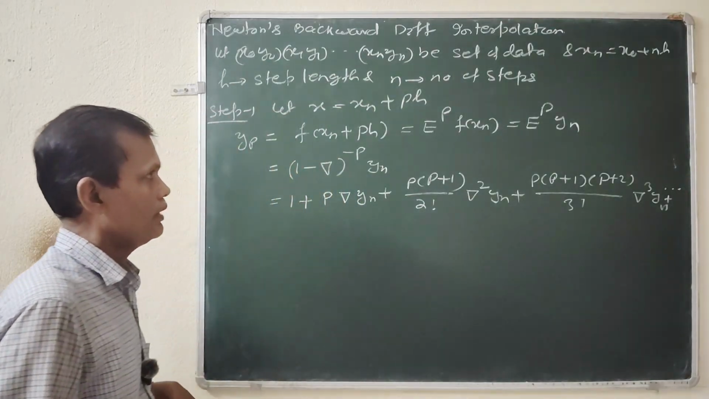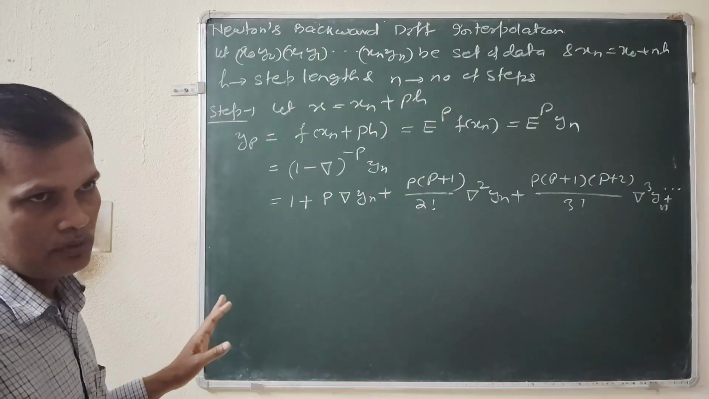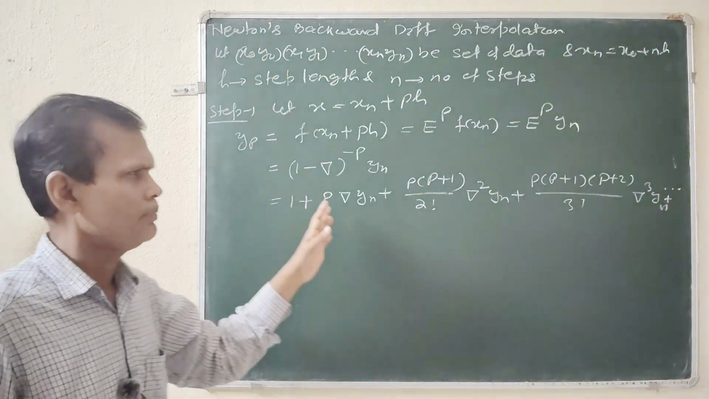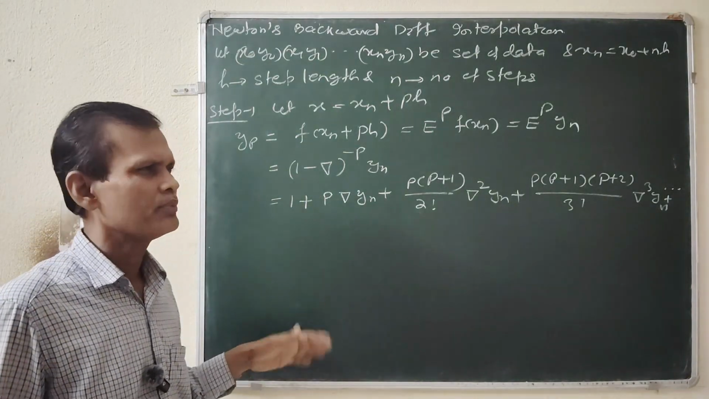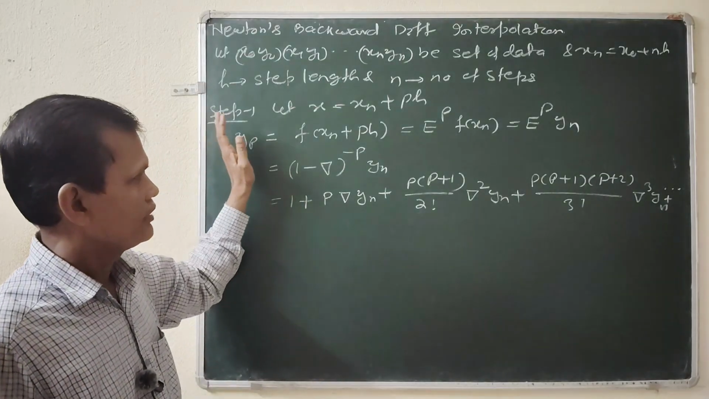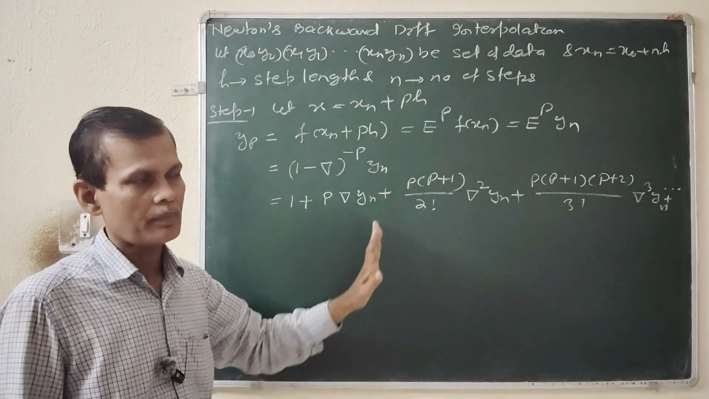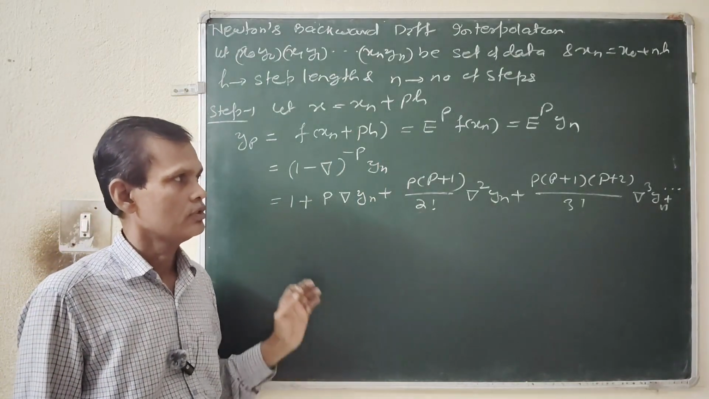Okay, so this is the Newton's backward interpolation formula and its derivation. You see the derivation is very simple. If you follow some other books, you will see very lengthy derivations, but I have derived this in a very simple manner with the use of the shift operator. Okay, now let us work out the numericals.